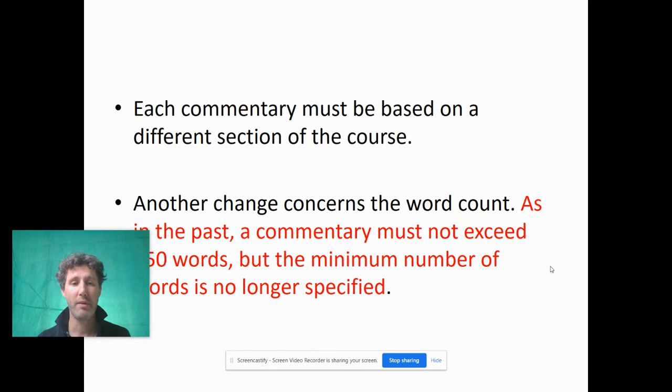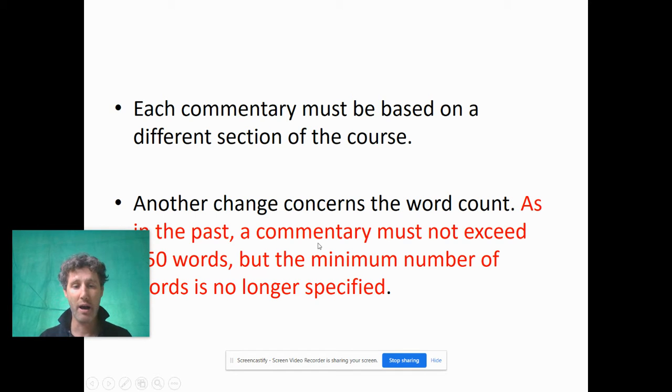Okay, the first thing, so what is the IA? So essentially what you have to do, you have to find an article, a news article from a newspaper, and you have to write an economic commentary on that article. Okay, so each commentary, as I said, must be based on a different part of the course.